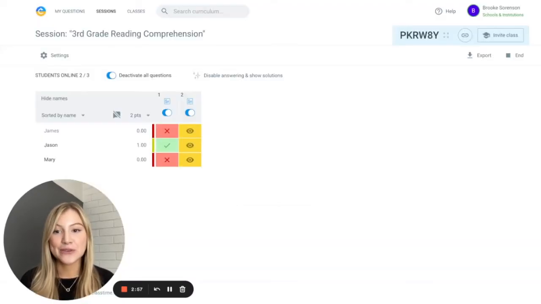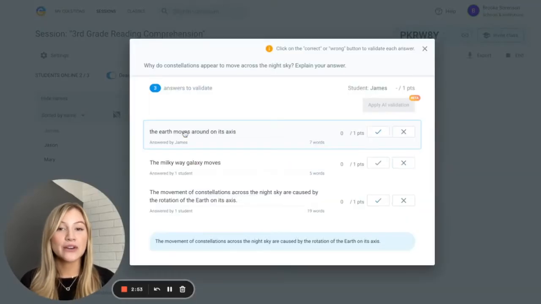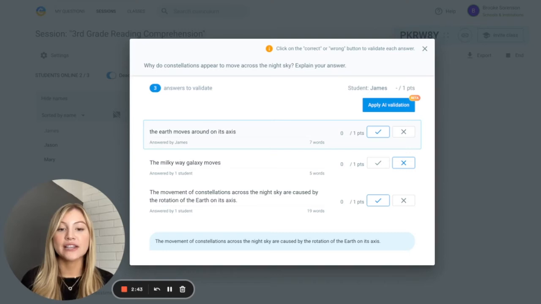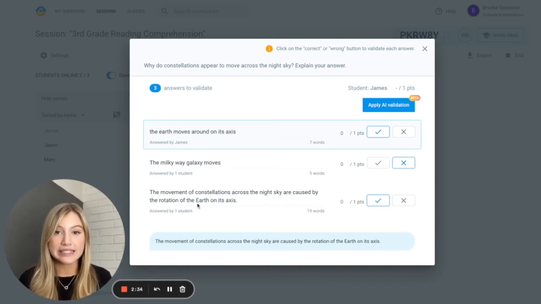Now let's take a look at another one. So again, I'll go into the question details here, and this question is, why do constellations appear to move across the night sky? Explain your answer. Once again, I'll see that the AI validator is correctly suggesting that the Earth moves around on its axis, and the movement of constellations across the night sky are caused by the rotation of the Earth on its axis are correct answers. And the Milky Way galaxy moves is the wrong answer. I'll be able to validate these answers with one click by clicking Apply AI Validation.